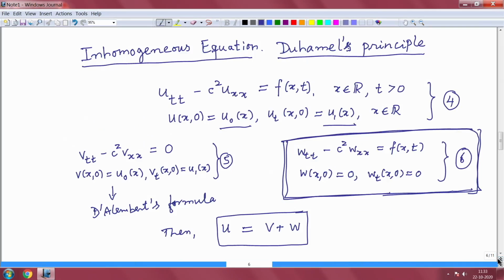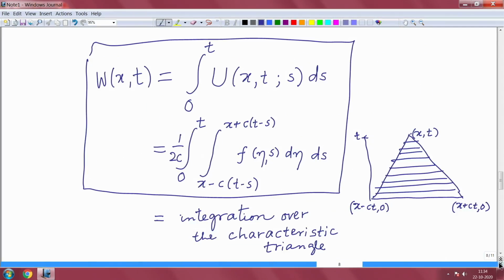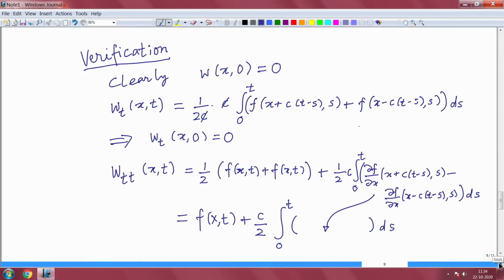So this is problem 4. One part comes from D'Alembert's formula and another part comes from the Duhamel's principle. So now we can write down the complete solution for equation 4.